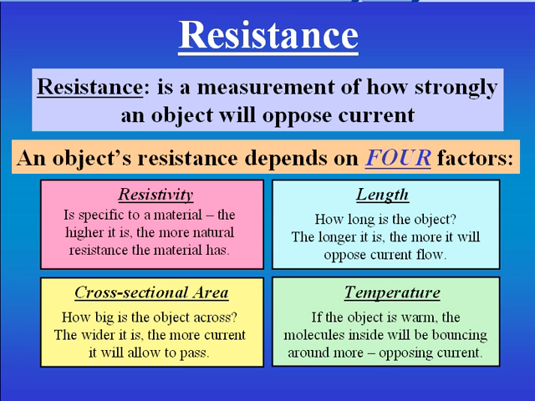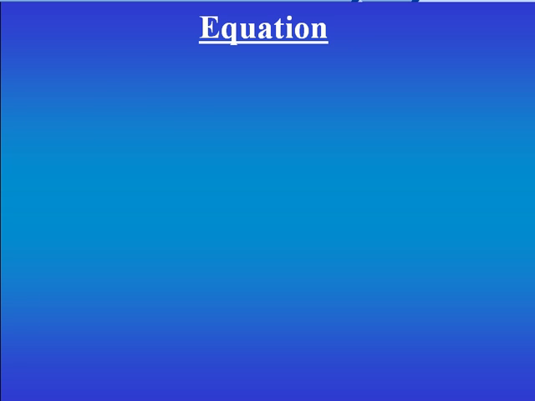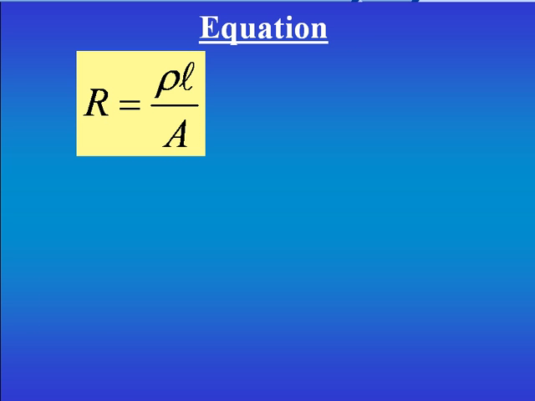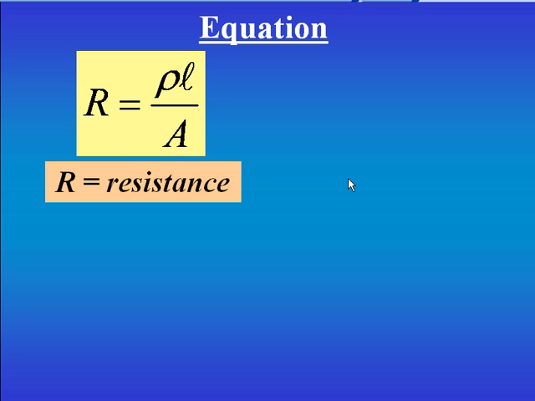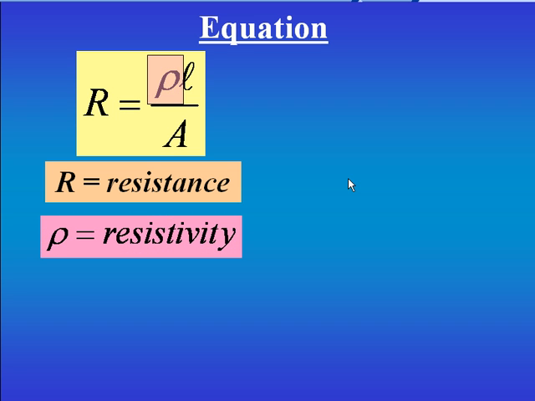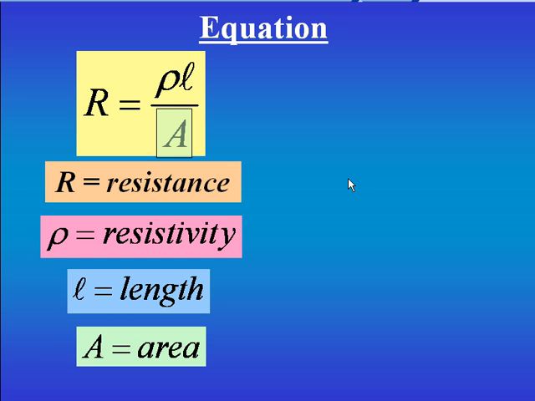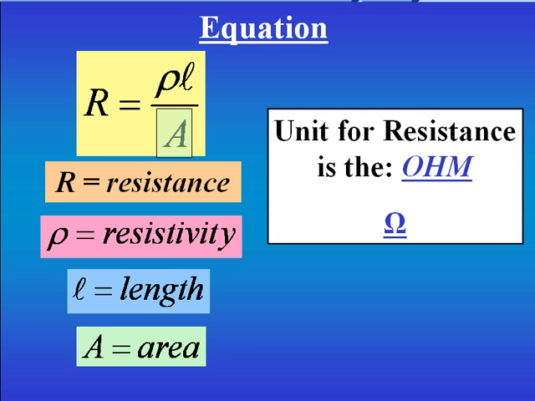So how do you remember this? Well, here's the equation. R, resistance, equals rho times length over area, where R is resistance, rho, that's a Greek letter, is resistivity, L is length, and A is cross-sectional area. The unit for resistance is the ohm, right? And it uses the Greek symbol omega to stand for it.